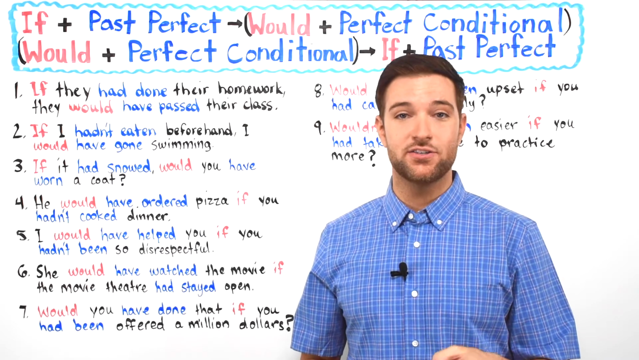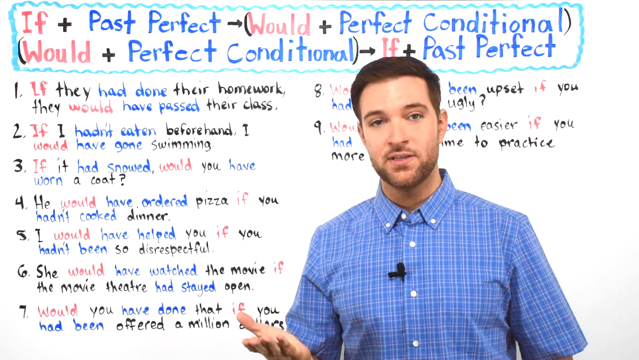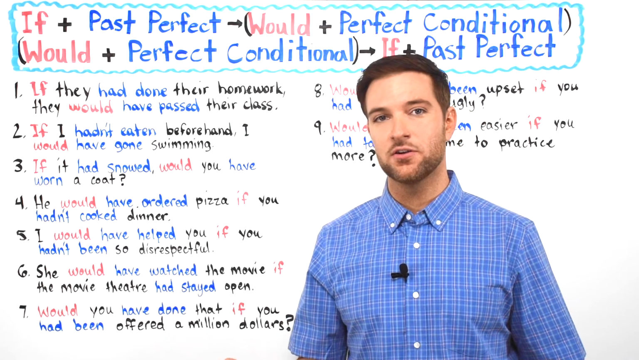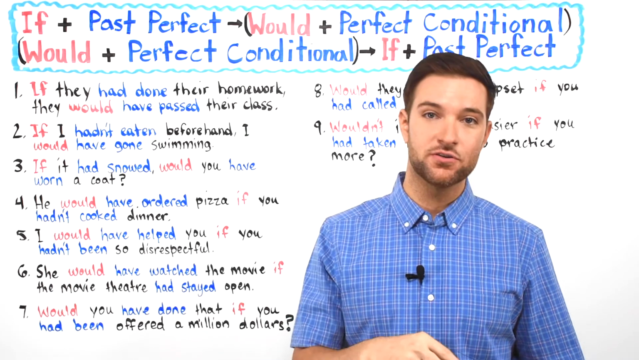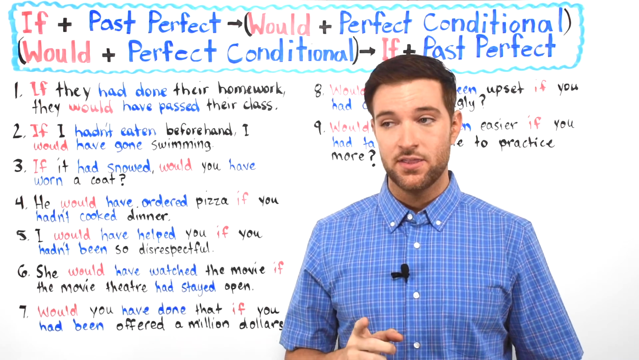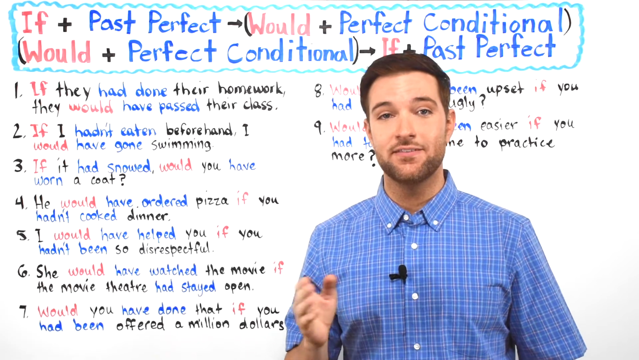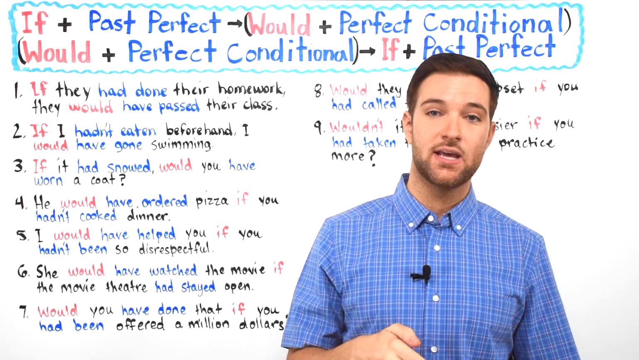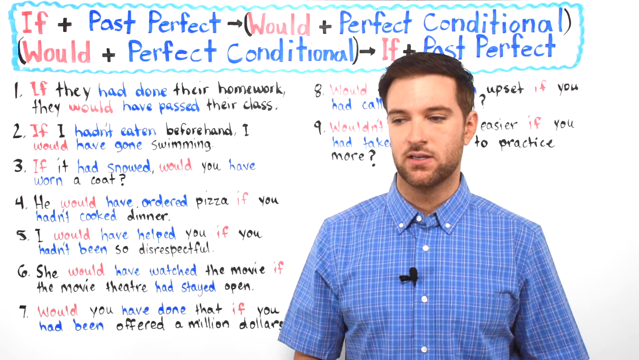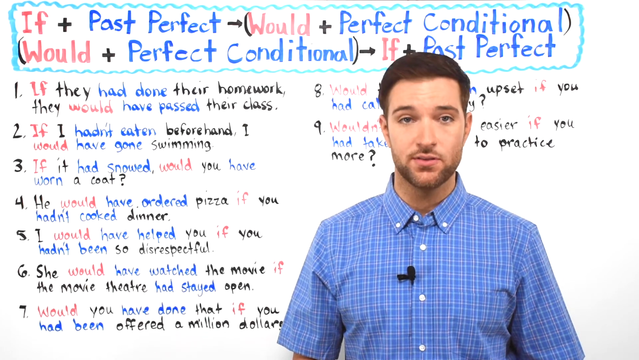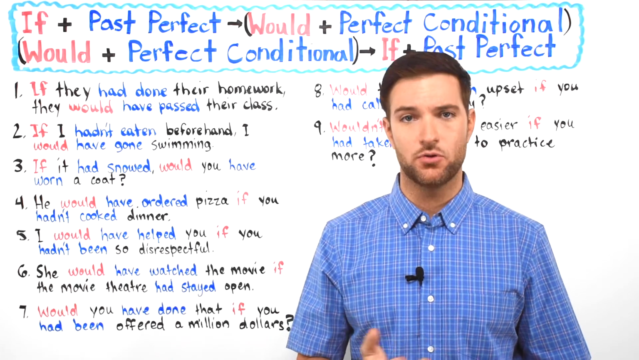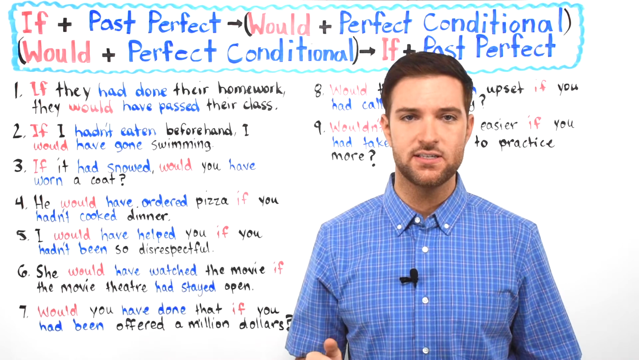The type 1 conditional says that if this happens, then this will happen. So if you freeze water, then it will turn to ice, okay? That's the type 1 conditional. The type 2 conditional says that if this happened, then this would happen too. For example, if I won the lottery, I would buy a new house. Okay, so very simple, very easy.